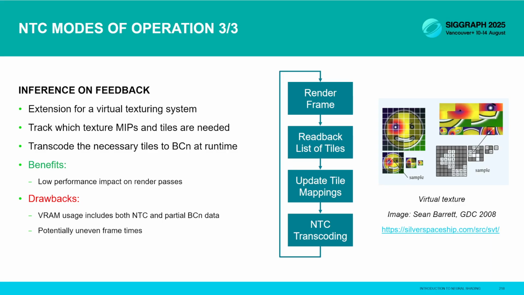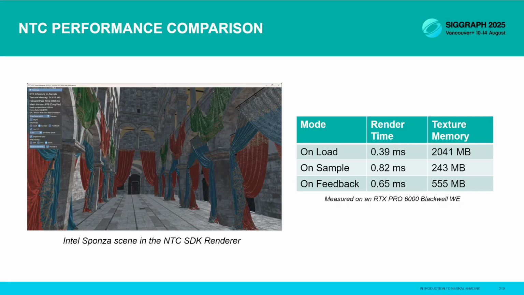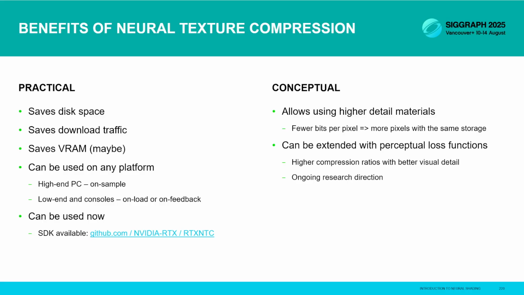We need to keep both the NTC and BC texture data in video memory, which limits the memory savings, and we need to track the tiles during rendering, which has a cost. Here is a quick quantitative comparison of the three NTC modes of operation. I'm using the Intel sponsor scene with curtains here and all materials converted to NTC. The on-load version is the fastest, but it consumes the most video memory. The on-sample version is the opposite, slowest but uses the least memory. And the on-feedback version is a compromise between the two.